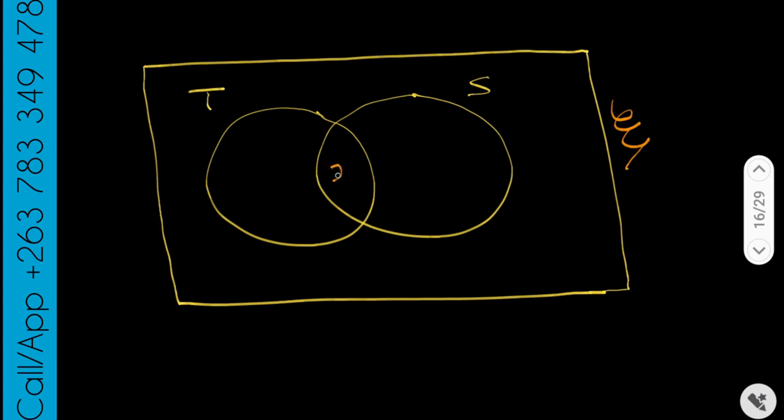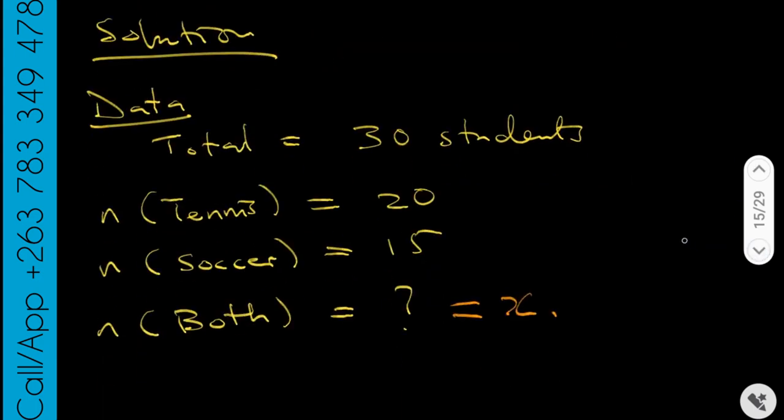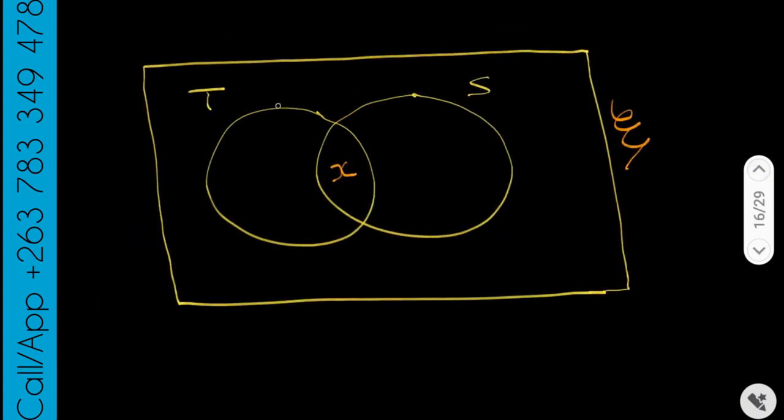And so we're going to put our X here. This is where we have our X, the number of people who play both tennis and soccer. Now, if we go back to our data, the total number of people who play tennis is 20. So the total number within this set is 20. Of that 20, I have removed X and put X here. So the remainder on this part is 20 minus X, meaning the total minus what I removed and put there.